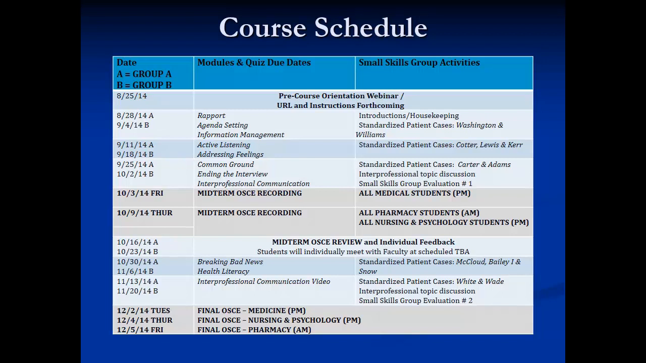And so this alternating pattern of Group A and Group B follows all through the semester with a couple of important exceptions. And these exceptions occur during the midterm OSCE recording. If you look on October the 3rd, which is actually a Friday and not a Thursday, all the medical students that afternoon will be assigned to a specific 8-minute interview time that he or she will record their midterm OSCE.